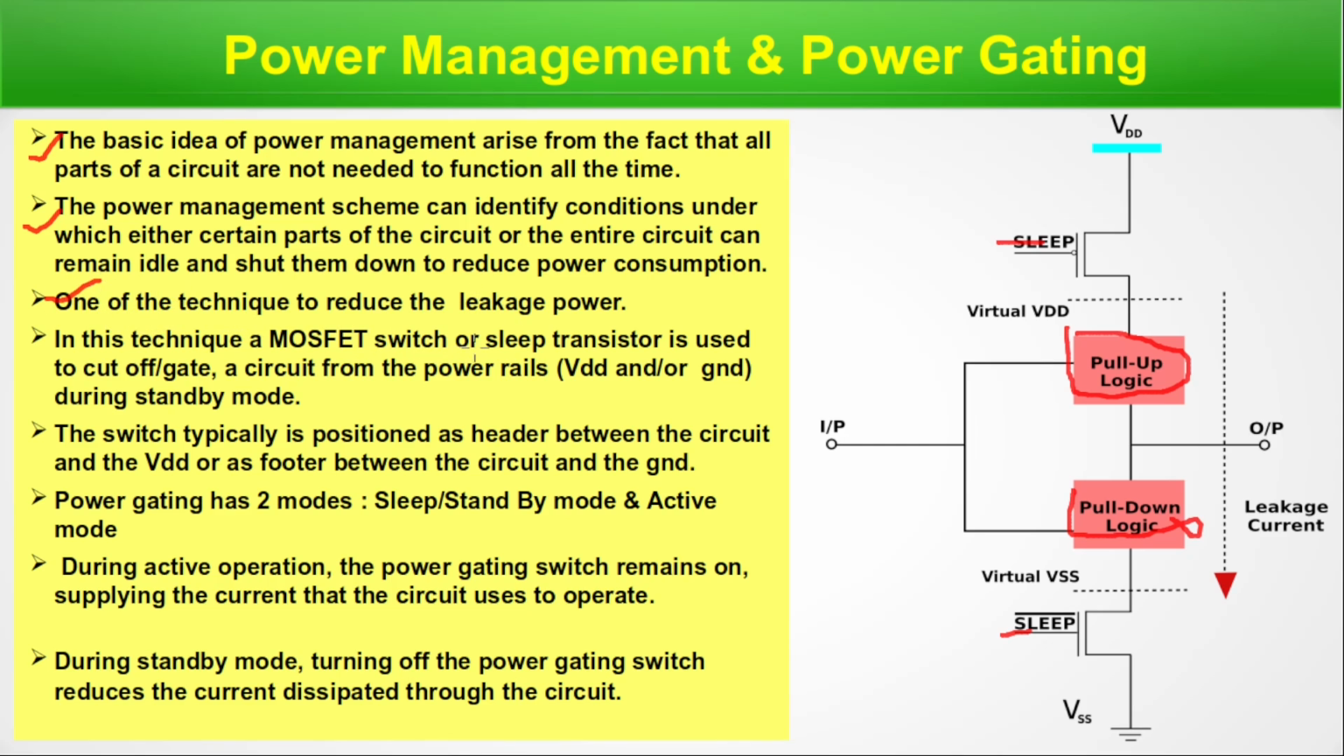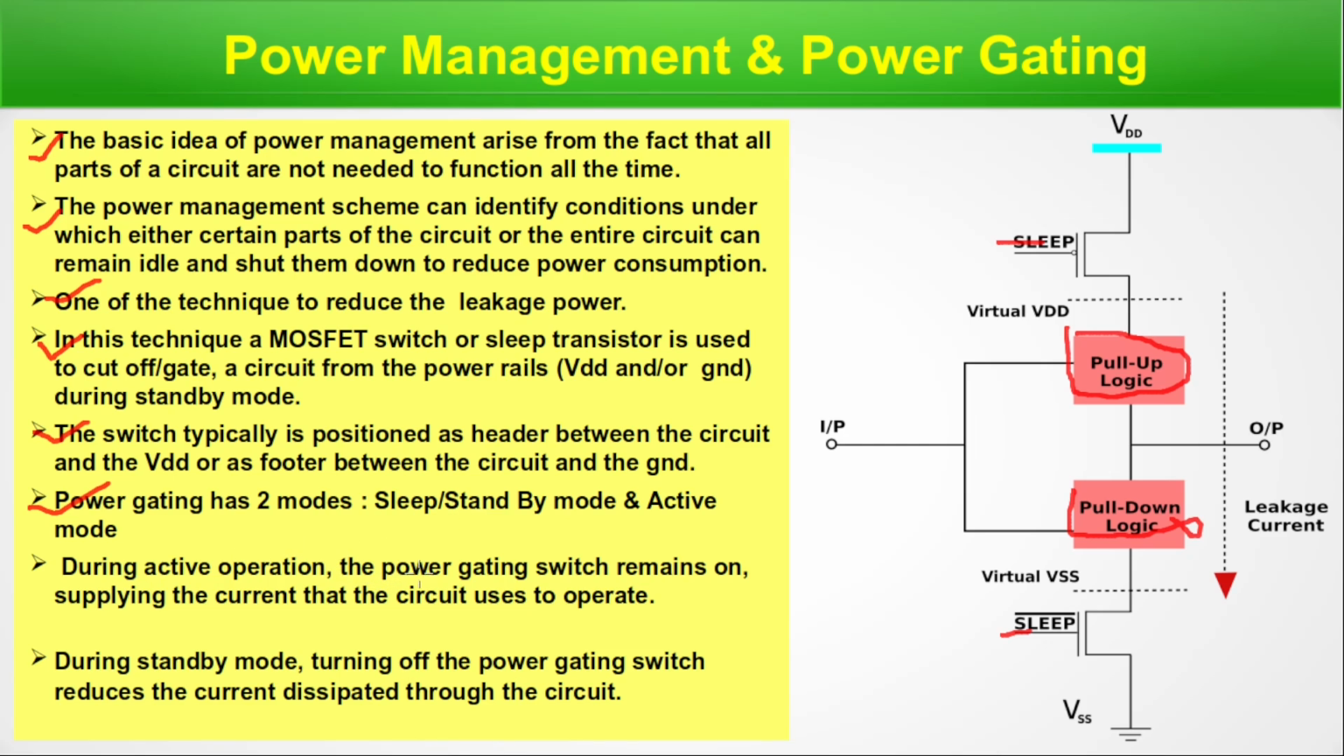In this technique, a MOSFET switch or sleep transistor is used to cut off or gate a circuit from the power rails, VDD or ground, during standby mode. This one and this one are switch transistors. The switch is typically positioned as a header between the circuit and the VDD or as a footer between the circuit and the ground. As I have already mentioned, power gating has two modes, sleep or standby mode and active mode. So there are two modes. When the circuit is active, switching activity is happening there. And another is when no switching activity is being done. That time is standby or sleep mode.